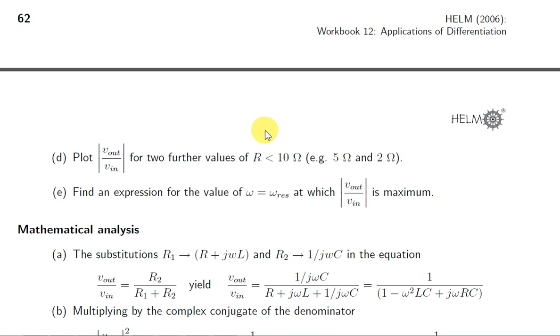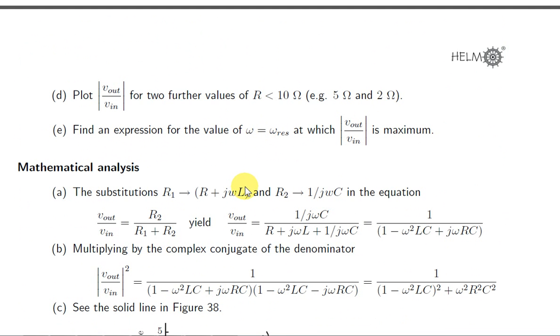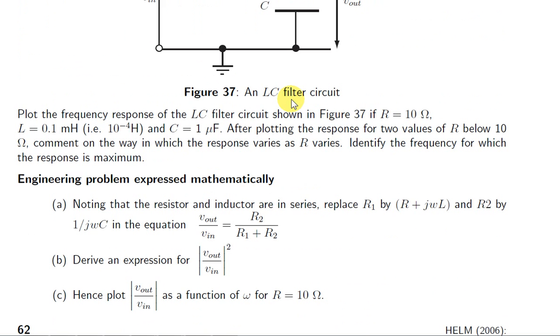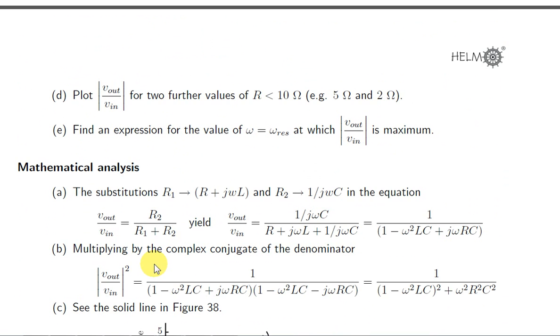For the resistor it's R. For the inductor it's j omega L, and we saw that for a capacitor the impedance is 1 over j omega C. And R2 appears on top as well. R2 is now a capacitor in our problem, and its impedance is 1 over j omega C.